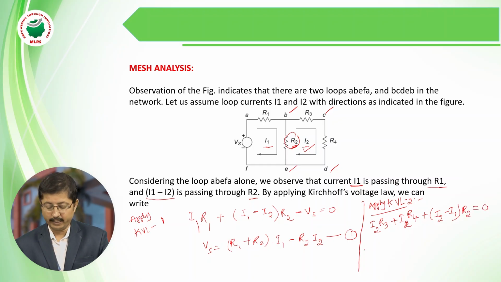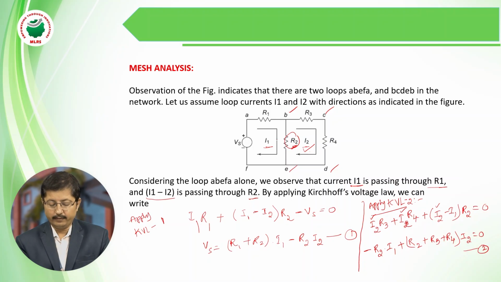Again we are rearranging the I1 and I2 terms. Then we get minus R2 into I1, and the I2 terms are together: plus (R2 plus R3 plus R4) into I2, which is equal to 0. Let us take this as the second equation.